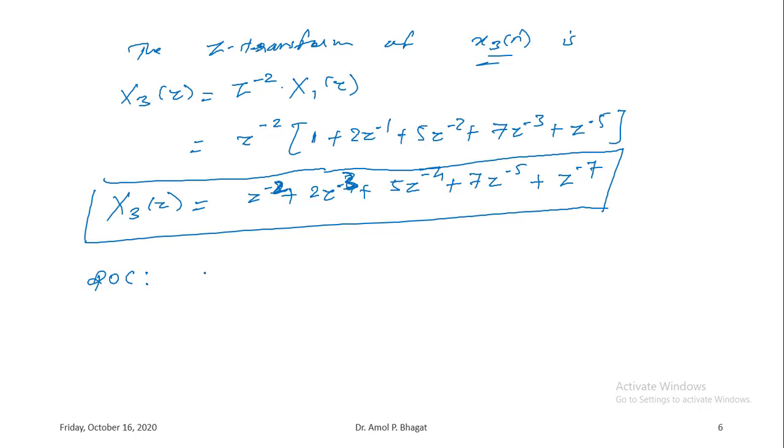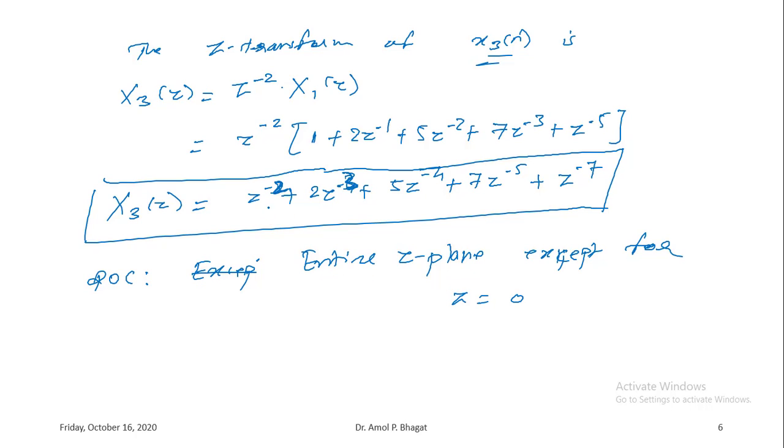Again, the ROC will be the same as that of X1 of z, so the ROC will be the entire z plane except z equals 0. Here the value of k is positive, as per the time shifting property, so z equals 0 will not be included. You can even identify it from this Z transform. If I substitute 0, it will be 1 upon 0, so it will be infinity, so z equals 0 will not be included in the ROC.